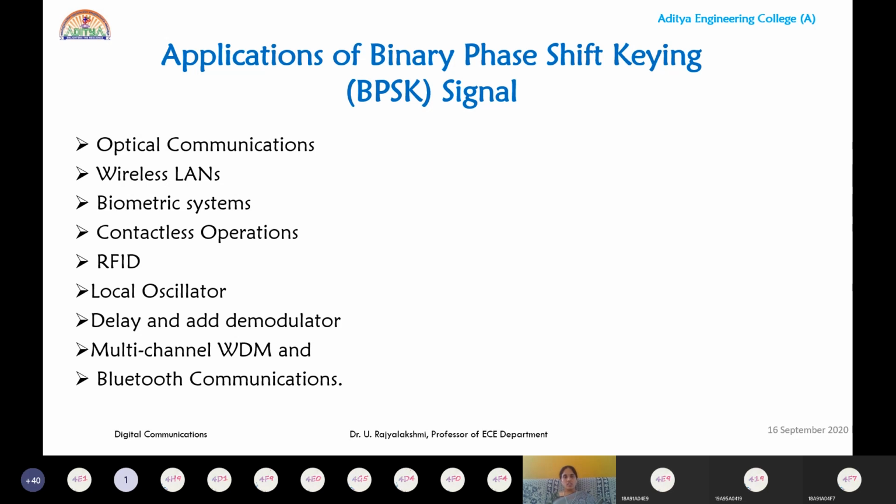So we have so many advantages of BPSK over the BASK technique. I will submit this in the WhatsApp group. You can go through that. With this, BPSK is completed. In the next class, we can discuss differential PSK, which is a non-coherent version of BPSK. After that, we can continue with differential encoded PSK.